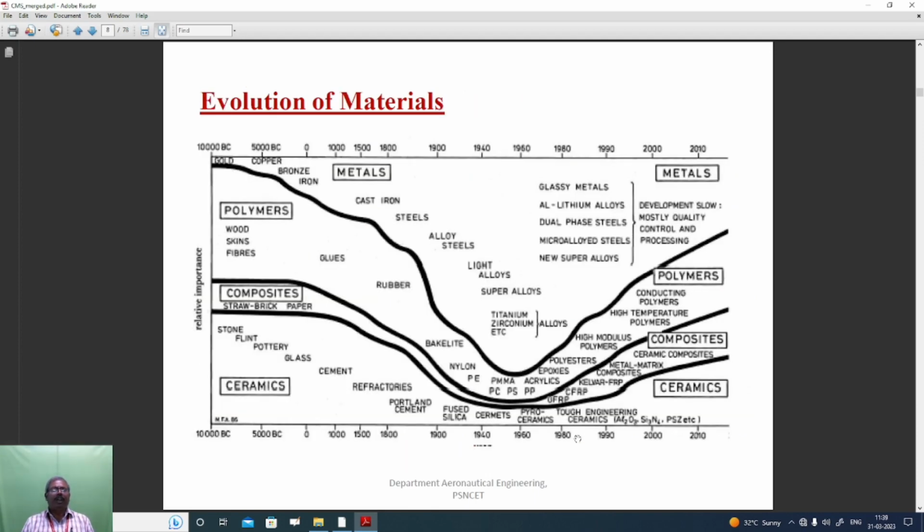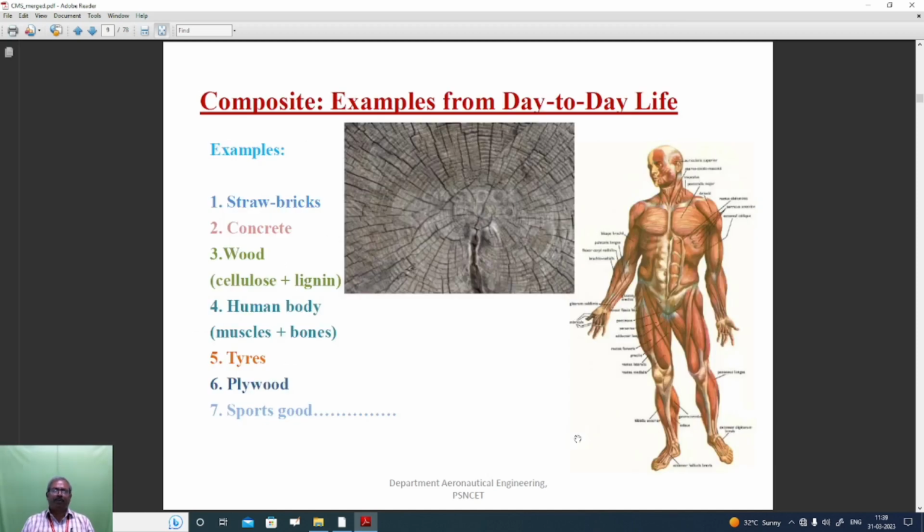This chart shows the evolution of the materials from 10,000 BC to 2010, and how polymers, composites, and ceramics have gained importance over the years. Some examples from day-to-day life: straw bricks, one of the composite materials; concrete, RCC concrete; wood, a combination of cellulose and lignin; the human body, with a combination of muscles and bones; tires, plywoods, sports goods, etc.